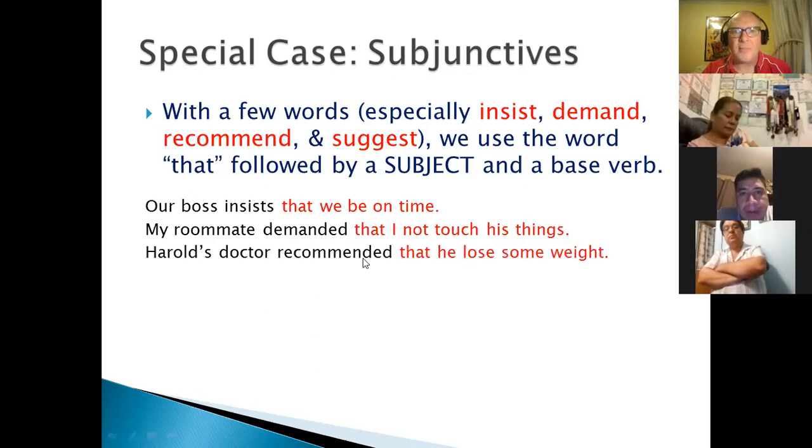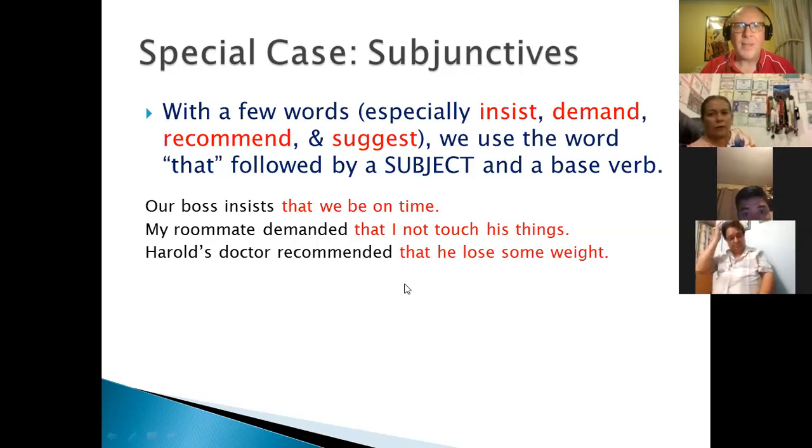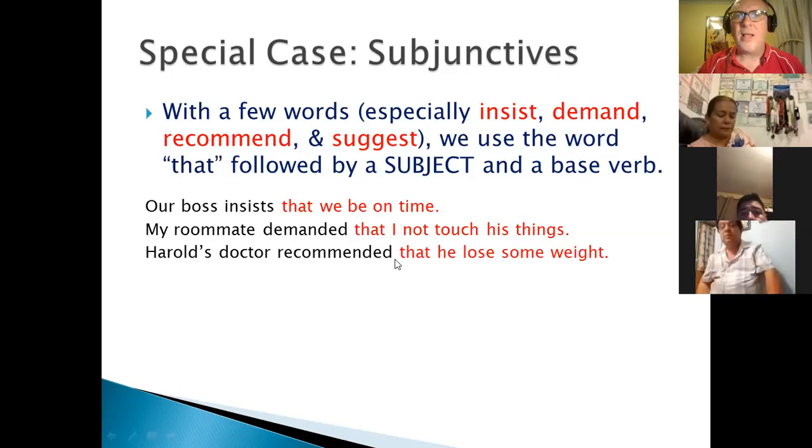Harold's doctor recommended that he lose some weight. Notice I'm not using past tense here, am I? No, this is base form. It doesn't have the -ed. The first verb is past, but here we have be, touch, lose. I'm not using what we practiced before.